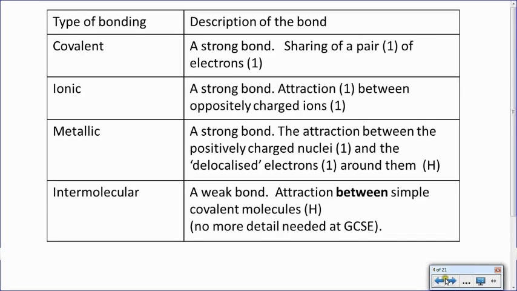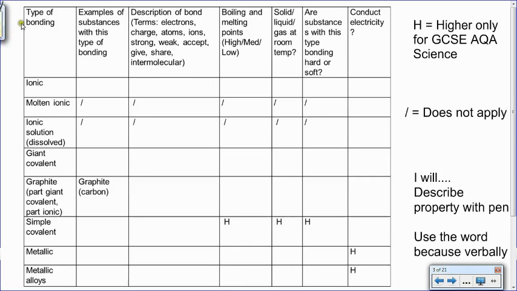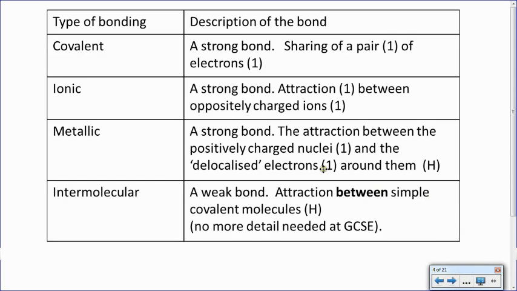Okay, so first of all, let's just look at what these headings at the top mean for the table. So let's look at the description of the bond first. You need to know that these three are all strong bonds, and you can see the explanations of what the bonds are. The only bond that is a weak bond is an intermolecular bond, and that's the properties of simple covalent substances you really need to explain for the higher one, but you need to know what they are for the foundation paper.